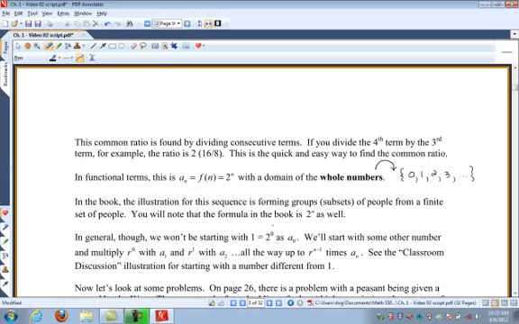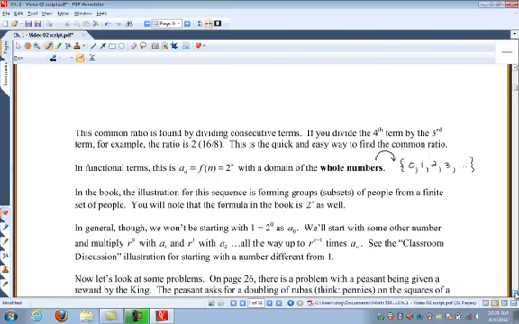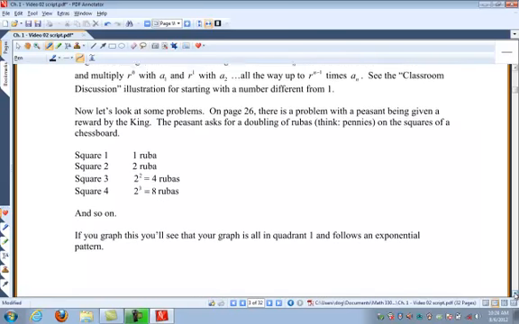In general, we won't be starting with a sub 1 equals 2 to the 0 as our first term. We'll start with some other number and multiply r to the 0 and r to the 1, all the way up to r to the n minus 1 times a sub 1. See the classroom discussion at the end there for starting with a number different from 1. Let's look at some problems.